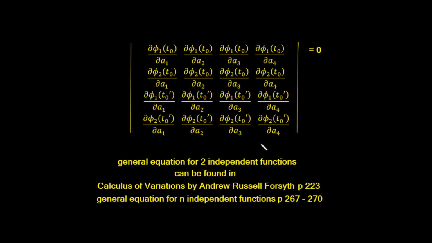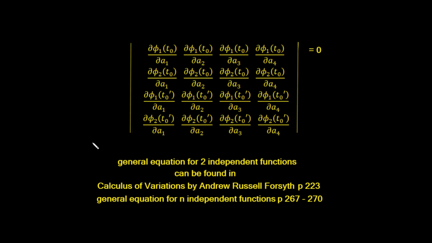Now if we were to extend this to not two independent functions but n independent functions, then we're going to have yet another equation here. That equation again can be found in this same book on pages 267 to 270, and again I may go through that equation and the proof of it in the appendix section of the book for this course.